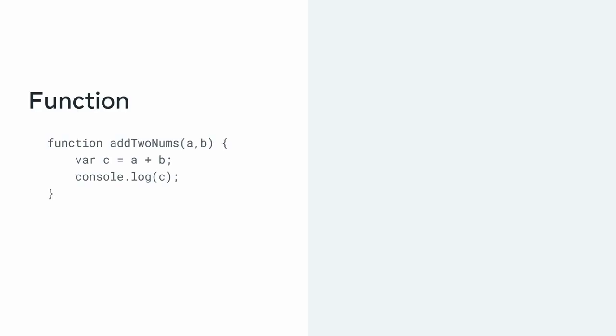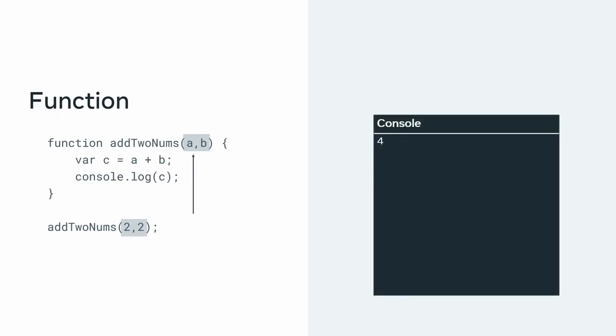So, let's change this function to make it more flexible. To do this, you need to pass values to the function. These values are known as function parameters and are placed inside the function definition. The values passed to the function are called arguments. Let's explore this a little further now.